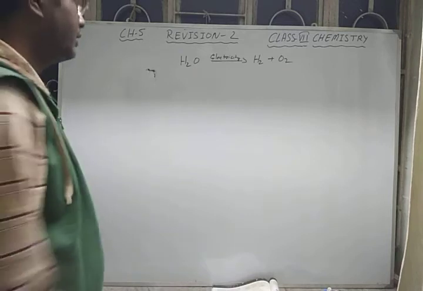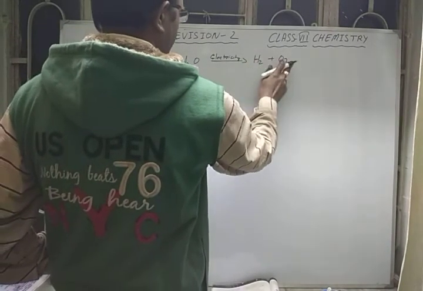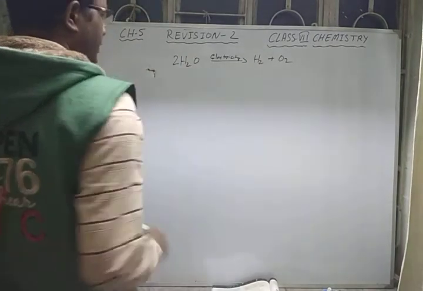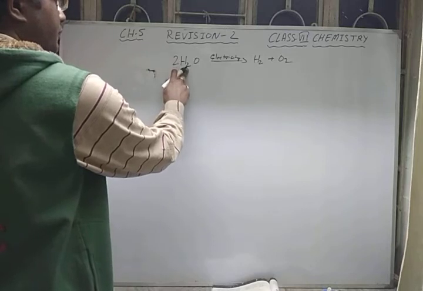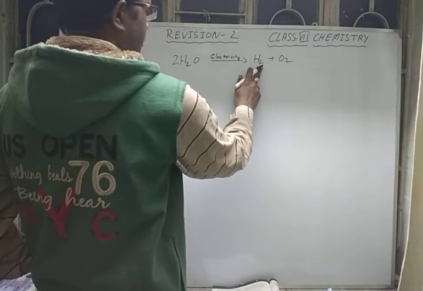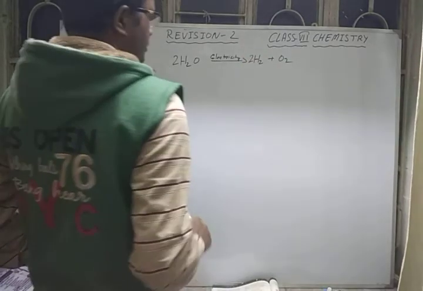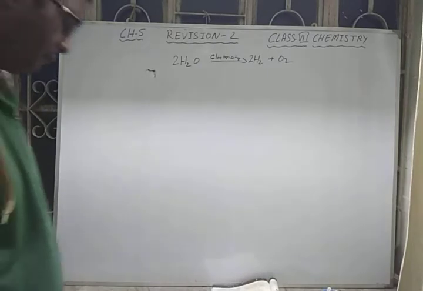For that, here hydrogen is 2, oxygen is also 2, but on this side oxygen is 2, so we have to write 2 over here so that oxygen will become 2. But at the same time hydrogen becomes 2 twos are 4, that means we have to make the product side also 4. So for that we have to write 2 again here. So 2 twos are 4. So the equation is balanced. We have to write it like this.